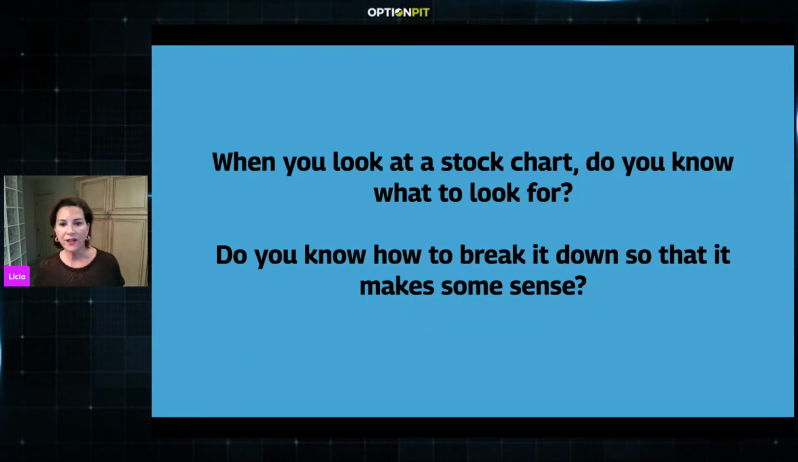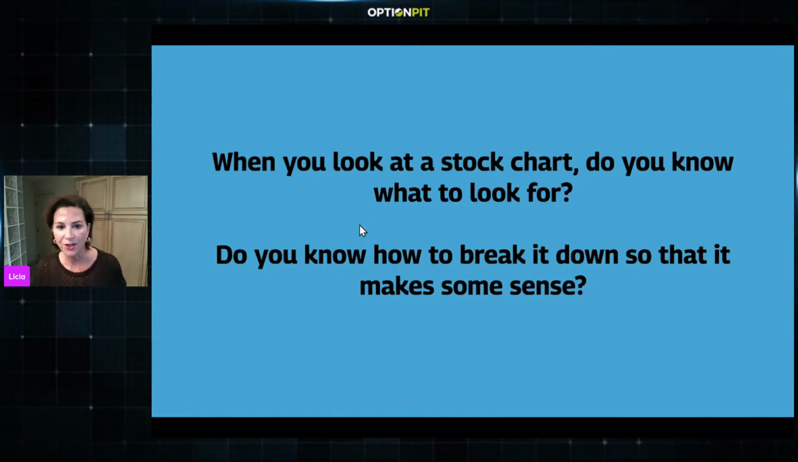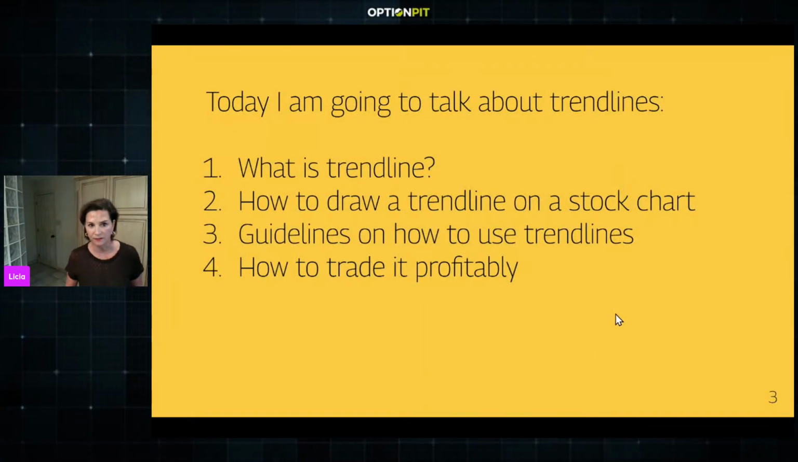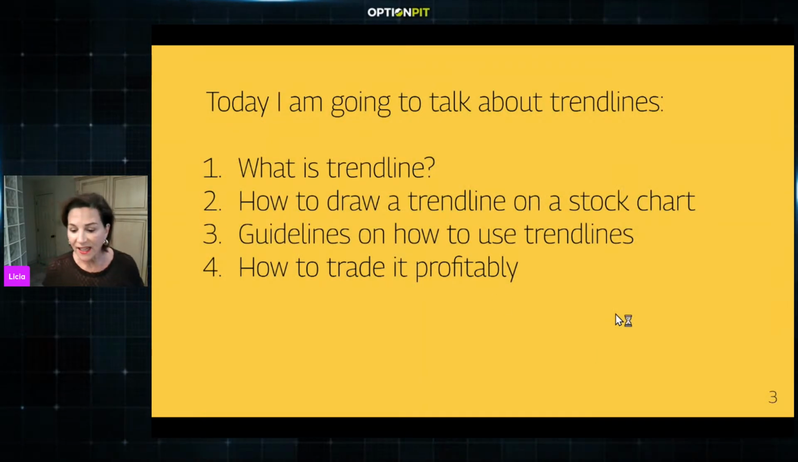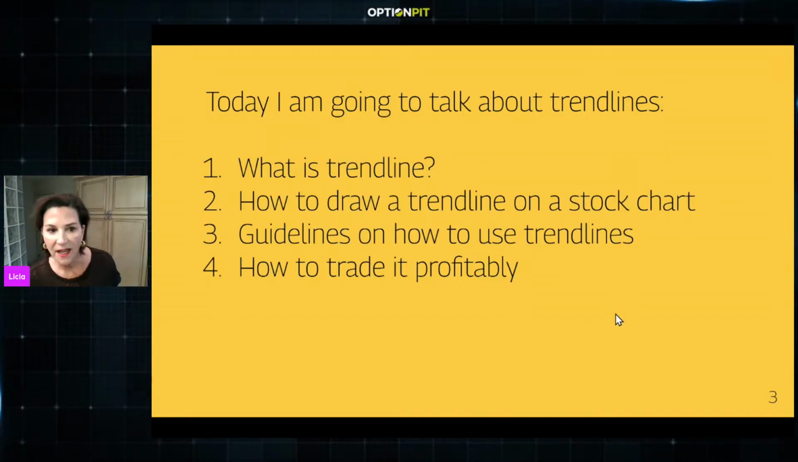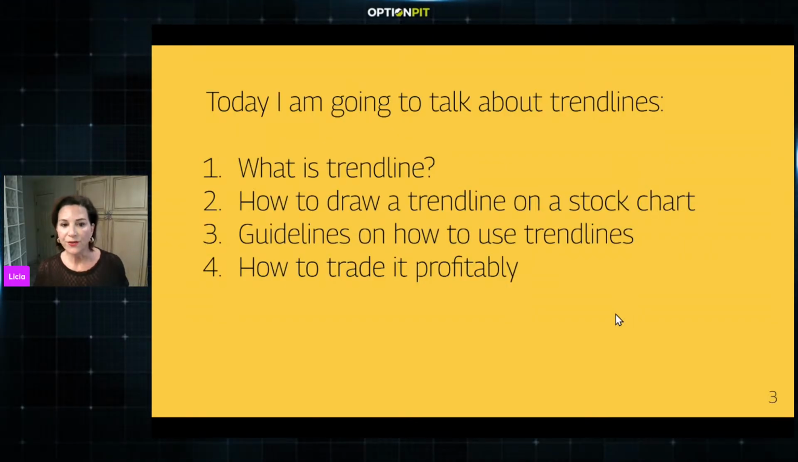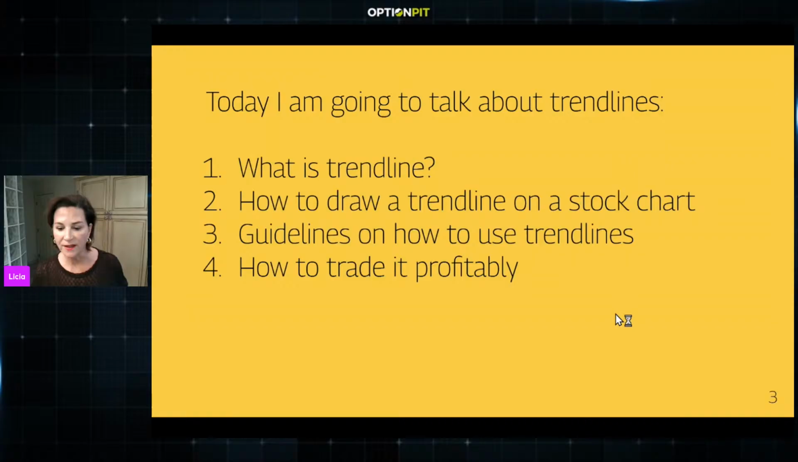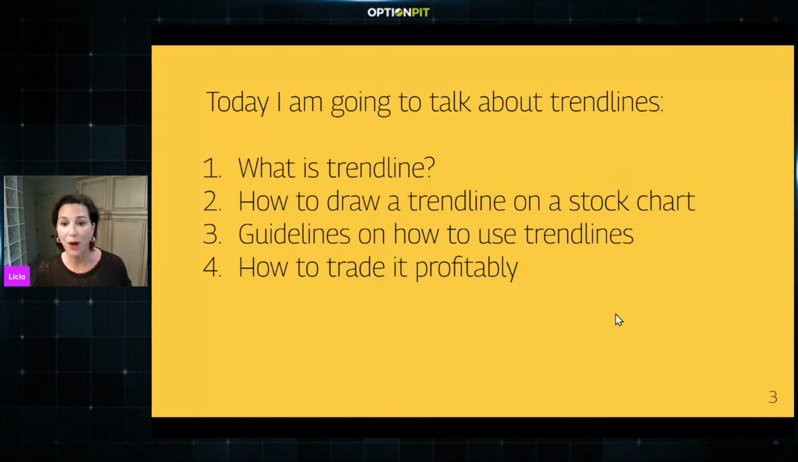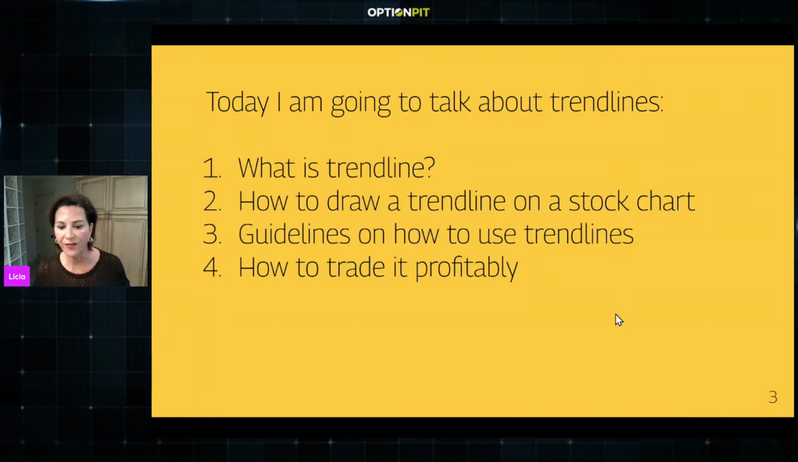I'm going to show you a very simple tool on how to break down a chart very quickly, very easily, and make some sense out of it. It's trend lines. I'm going to talk about what a trend line is. I'm going to teach you how to draw a trend line. I will give you the guidelines on how to use trend lines properly. And we can talk about how to trade from it profitably.